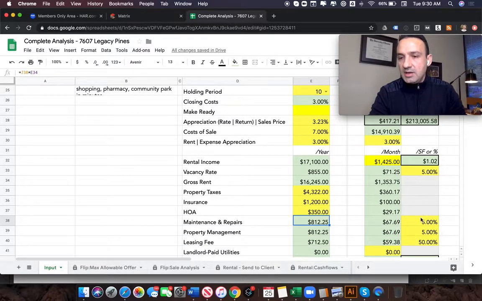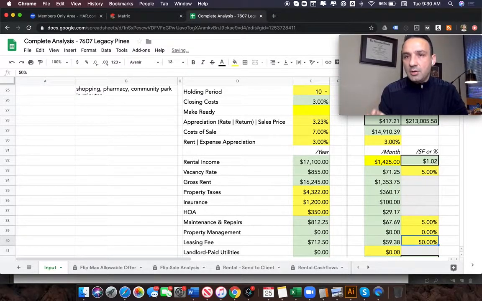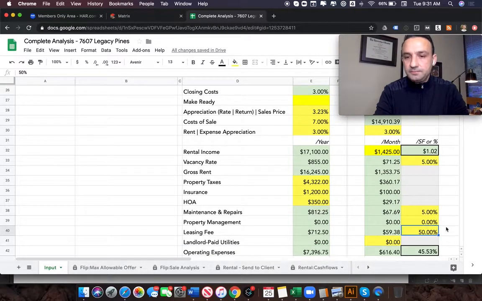Okay, so we're estimating maintenance and repairs at about 5%. This varies based on age. The older the property, the higher your maintenance reserve should be. In this case, if we're running the property for an investor that's going to self-manage, we would set the property management to 0 because they wouldn't have a property management expense. But if we were to manage it for them, typically the rate that we charge is about 8% of the gross rents.